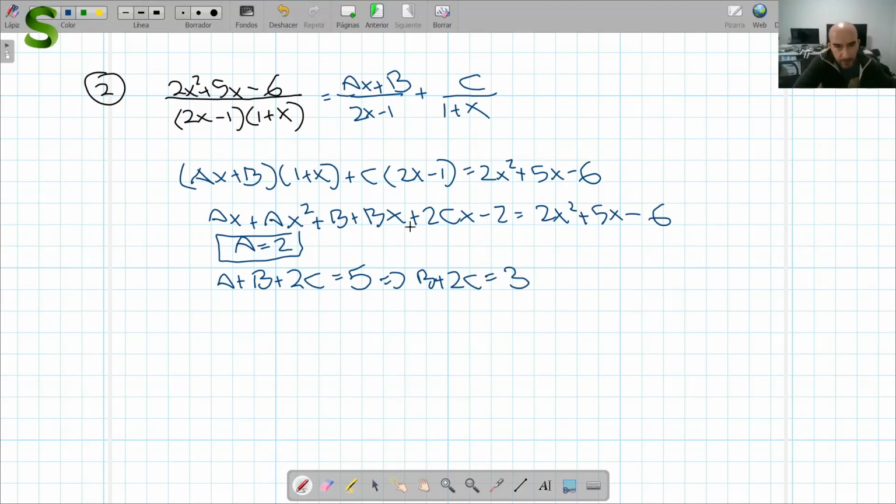And without an x, we have b minus c equals minus 6. So if I subtract these two equations, b minus b is 0, 2c plus c is 3c, 3 plus 6 is 9, so c equals 3.